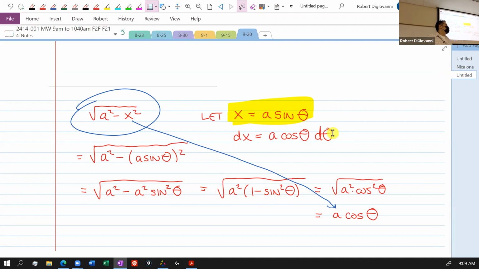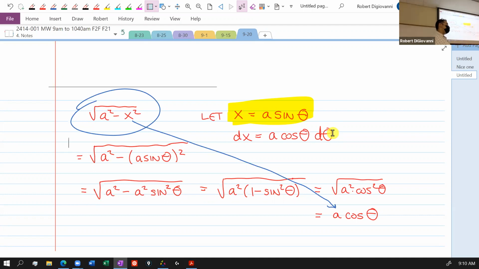Allowed? Why is it? Because you can, why not? If I want to call x a sine theta, I'm allowed to call it that, right? I mean, x is a variable, right? I can replace it with anything I want, as long as when I go back, I switch. So what I've done is I changed the variable from x to theta, right?